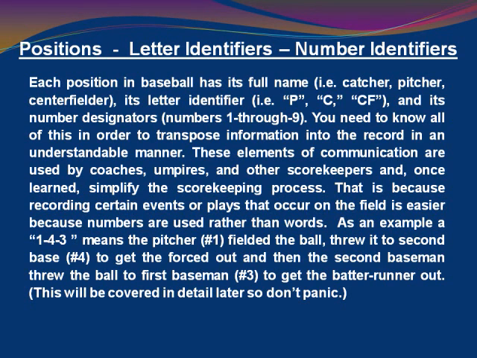Each position in baseball has its full name: catcher, pitcher, center fielder, its letter identification such as a P, C, or CF, and its number designation. You need to know all of this in order to transpose information into the record in an understandable manner. These elements of communication are used by coaches, umpires, and other scorekeepers, and once learned, simplify the scorekeeping process. That is because recording certain events or plays that occur on the field is easier because numbers are used rather than words.